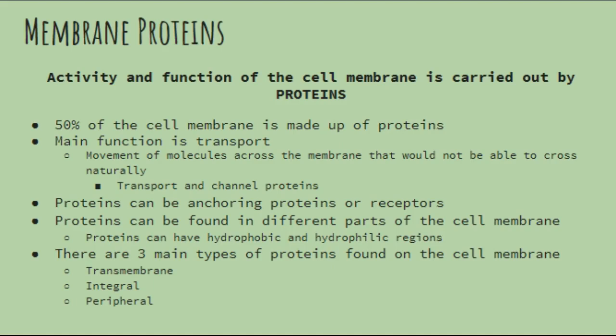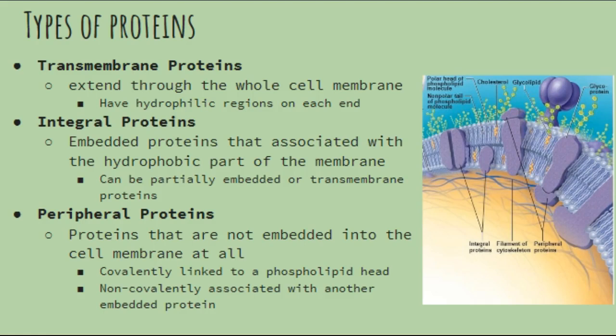So they can be found in different parts of the cell membrane, and like phospholipids, proteins can also have hydrophobic regions and hydrophilic regions. There are three main types of proteins found in the cell membrane, and those are transmembrane proteins, integral proteins, and peripheral proteins. Transmembrane proteins are proteins that extend through the whole cell membrane. They have hydrophobic regions in the middle, which is how they're stuck in the membrane and stay there.